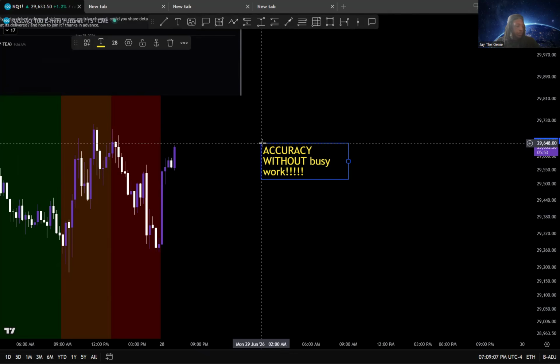When it comes to trading, right? And we're going to get into some price action in a second, whatever.